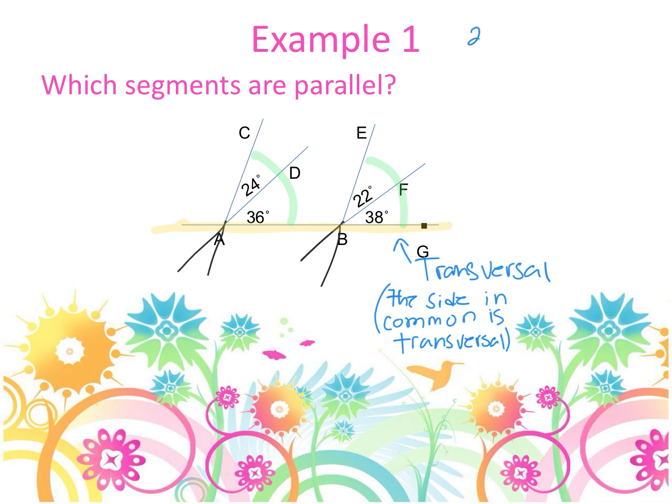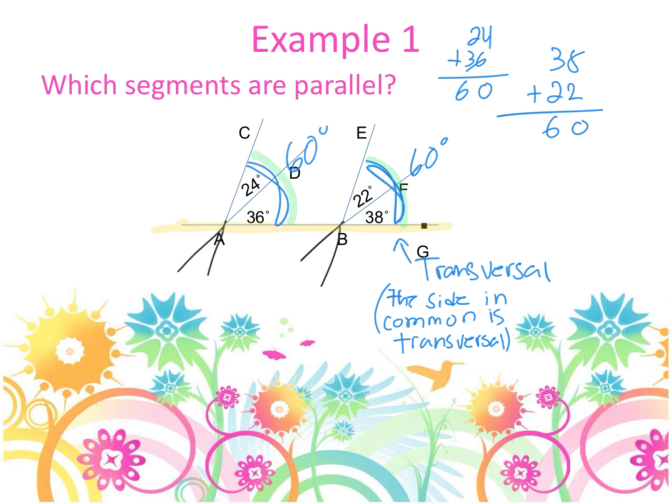If I do 24 plus 36, I get 60. So the addition of this whole thing is 60. And I'm going to do 38 plus 22. And again, this whole addition is 60. Now, because they're 60, we realize they're talking about this big angle, not the smaller one. So we can say that line AC and line BE are parallel. So I'm going to write that in. AC is parallel to BE.